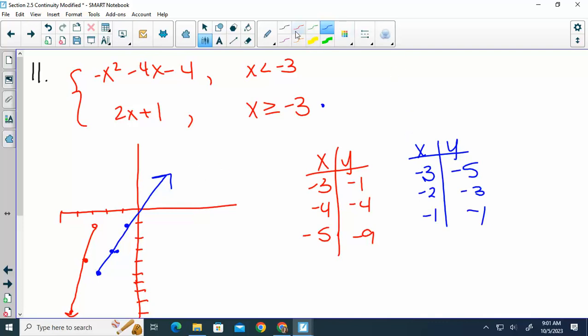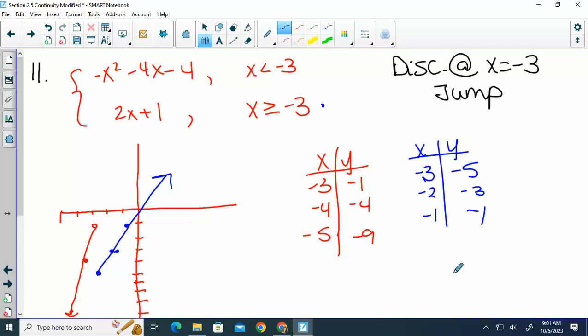So would we agree where we write it first? So we have a discontinuity at negative 3, and we can see it is a jump. So I'm just trying to get you practice with the front side. We really just looked at the equation. The back side, we're looking at the graph to confirm that.